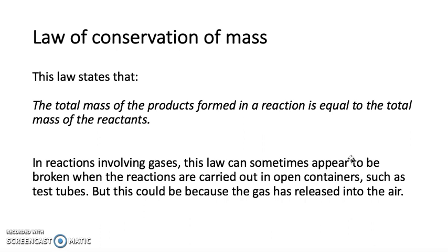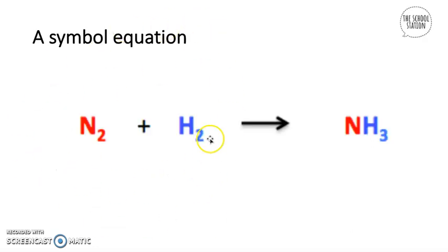The reason the law can sometimes appear to be broken is because the reactions may be carried out in open containers such as test tubes. For example, nitrogen and hydrogen are both gases. So if this reaction was happening in a place where these gases were in test tubes, it can make the law appear to be broken. What really happened is that maybe the nitrogen got released into the air, and this is why it doesn't show up here, and it looks like one atom of nitrogen disappeared. But it's actually because the nitrogen was released into the air, which is why this law may appear to be broken.